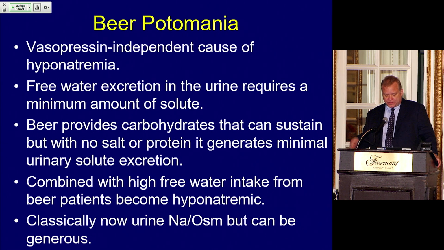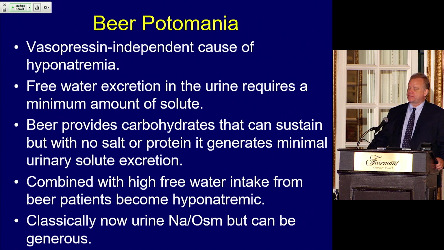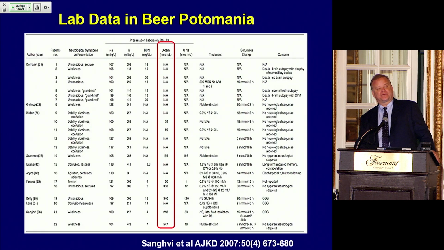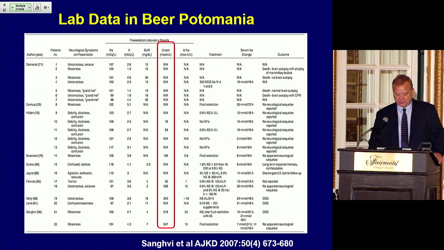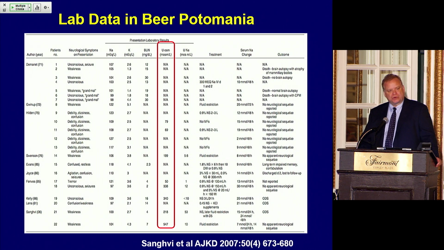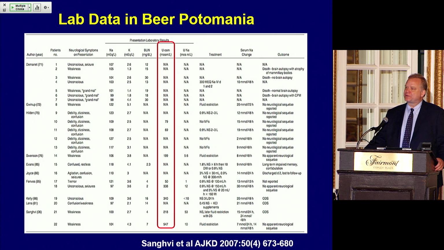Classically, you have a low urine osmolality and low urine sodium, but it's important to remember that not everybody has that. So here's a really nice case review of many different cases of beer potomania and low solute hyponatremia. The key point is in the urine osmolality. Some of them were classically less than 100, but many of them were like the patient that I described. They were much more generous. So what's really important in these patients is the clinical history and the clinical suspicion of low solute hyponatremia.